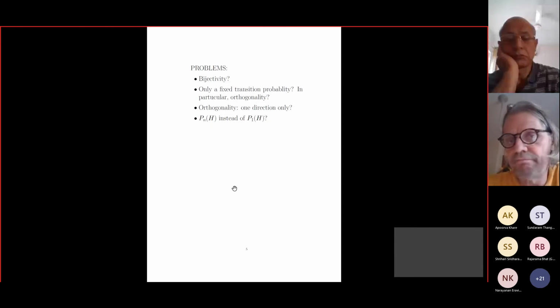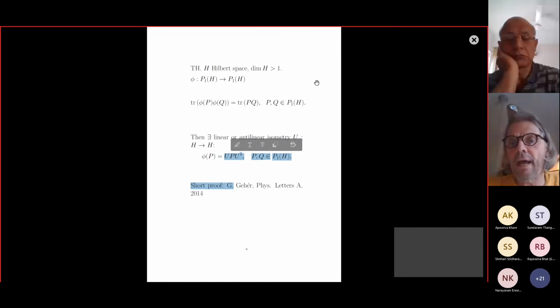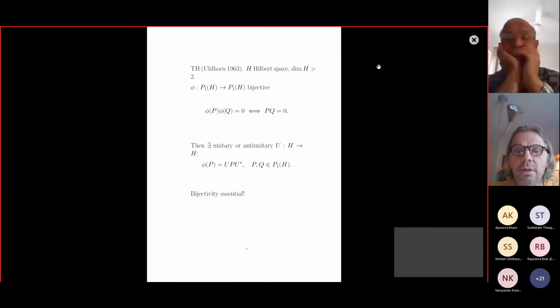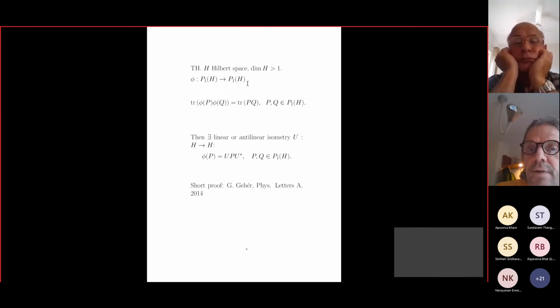Bijectivity, that's easy, known for a long time. Here we have more or less almost the same as Wigner's theorem. There is one difference. In Wigner's theorem, there was bijectivity. Here we have the same theorem, but no bijectivity. We just have a map preserving transition probability, and it has to be standard.